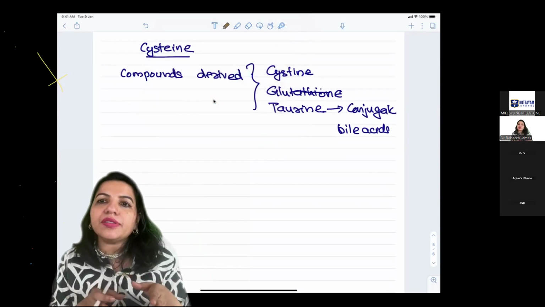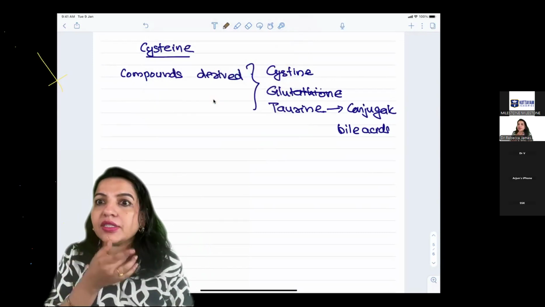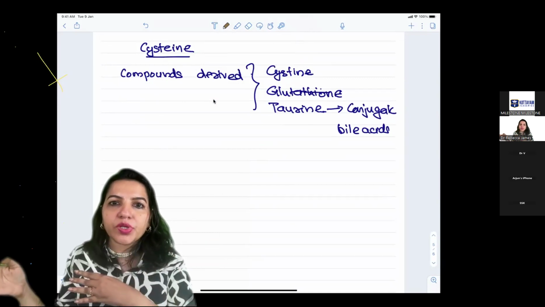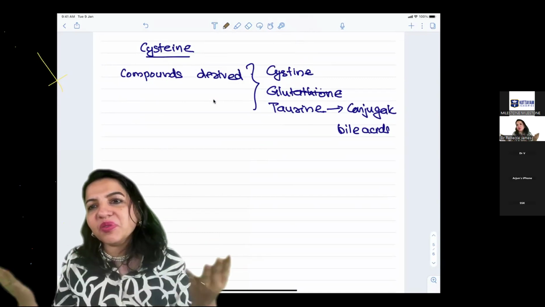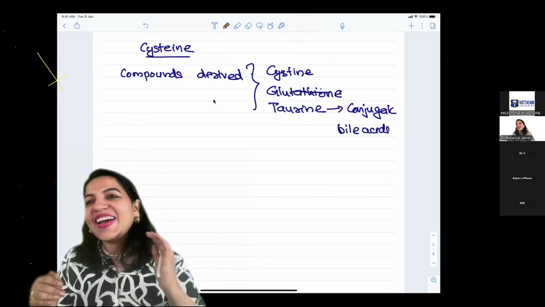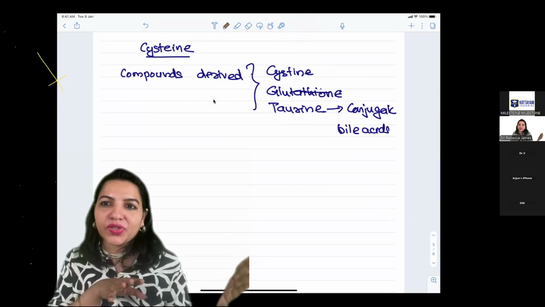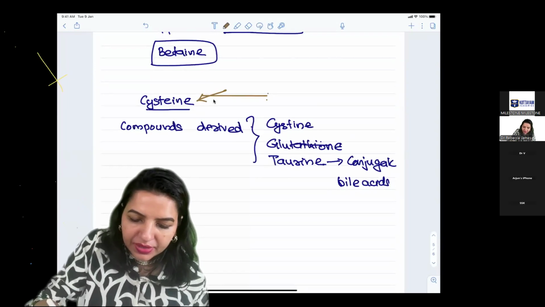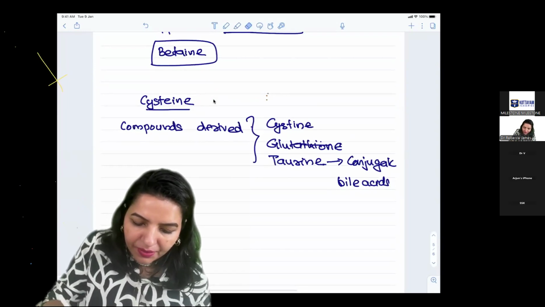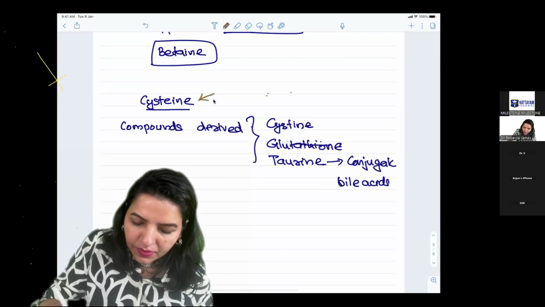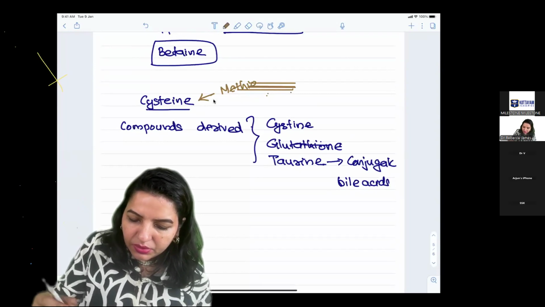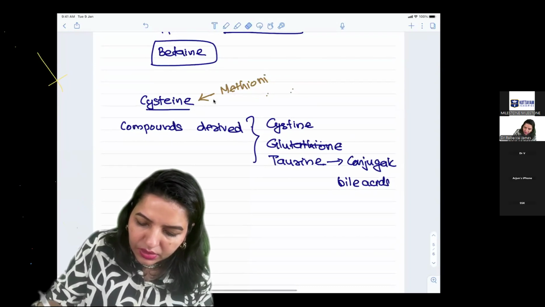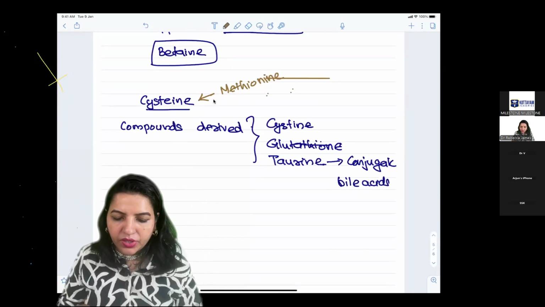Nowadays this is a trending question. In the last INICET also a question was like match the following. An amino acid was given, the compound derived was given. So that is why I'm giving the compounds derived. So cysteine is ultimately derived from which amino acid? Cysteine is ultimately derived from methionine, right? Methionine. Okay, fine.